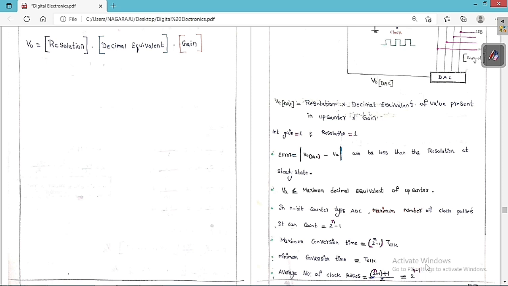This is a very important point: the conversion time depends upon the number of bits and also on the input voltage. As the input voltage increases, the conversion time increases. As the input voltage decreases, the conversion time decreases. These are the maximum and the average values.